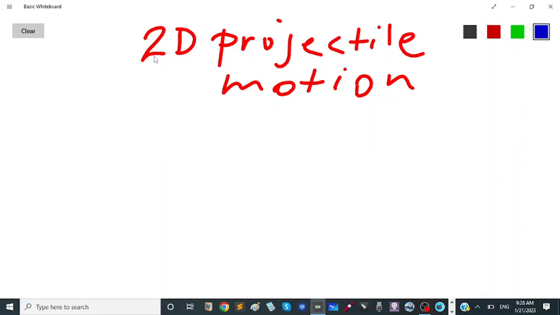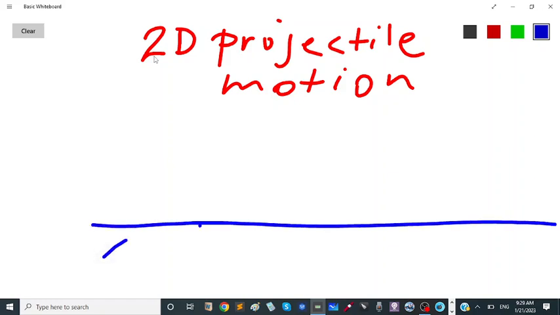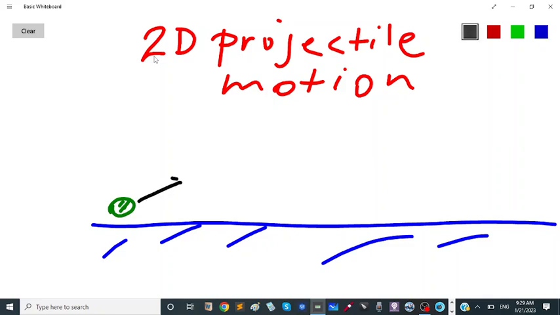Okay, now assume this is a horizontal surface, and you throw the ball at an angle theta. For example, this is a green ball. Now assume that this ball is projected like this, and it's moving along this trajectory. This is a trajectory, the path of the free moving ball which is thrown.